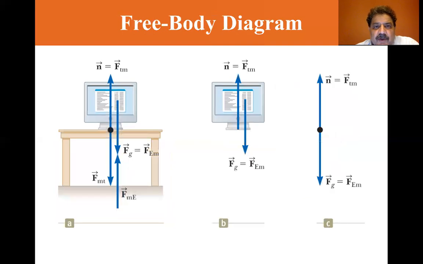Let's learn about free body diagrams. Figure A shows many of the forces in this situation: those acting on the monitor, one acting on the table, and one acting on the earth. In figure B, only the forces acting on one of the objects are shown, the force diagram on the monitor. Figure C is the free body diagram.